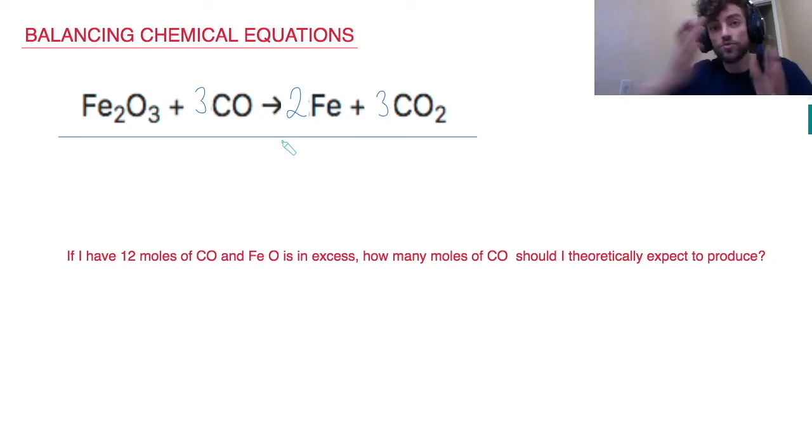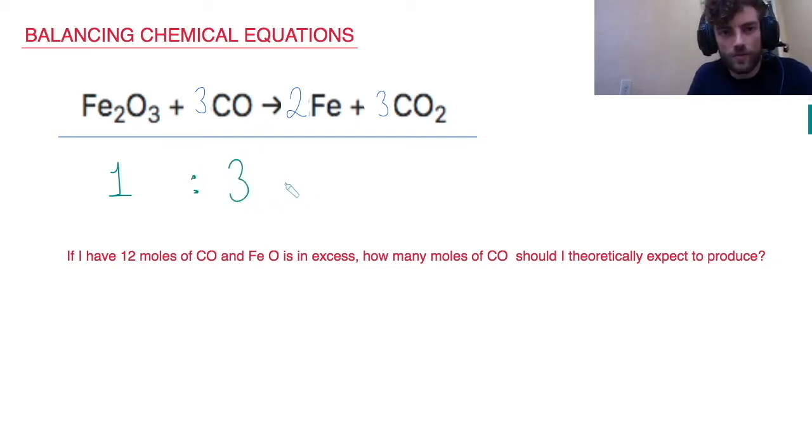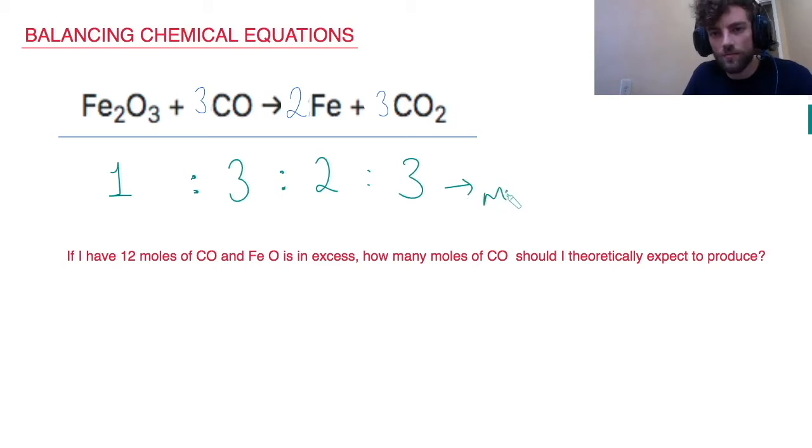They represent the ratio of the amounts of each substance in this equation. An amount is just moles, therefore it's the molar ratio. So I have 1 mole of iron oxide for every 3 moles of carbon monoxide I have, for every 2 moles of iron, and for every 3 moles of carbon dioxide. This is my molar ratio.